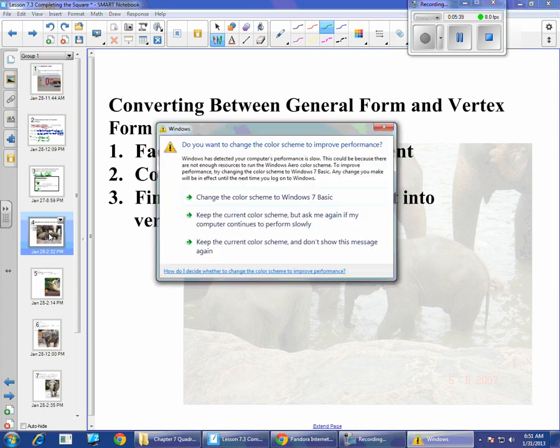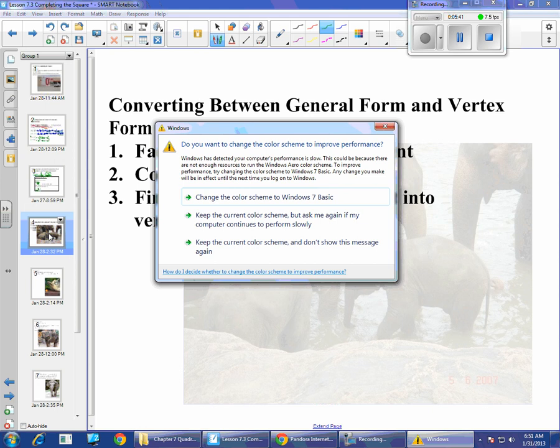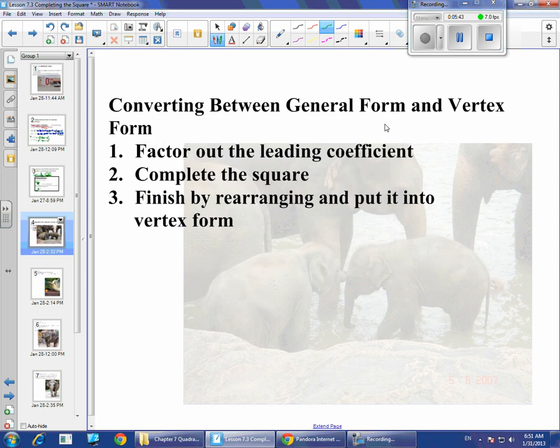Let's start with general. Let's convert it to vertex. First thing you're going to do, factor out the leading coefficient. So if you have a leading coefficient, we're going to get that out of the way. Second thing is we're going to do that completing the square process. And then lastly, we're going to finish by rearranging and putting into vertex form.